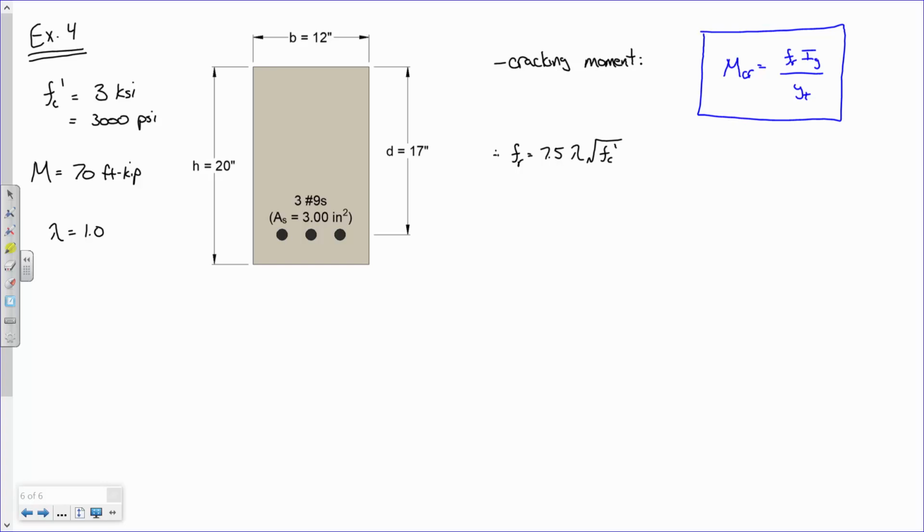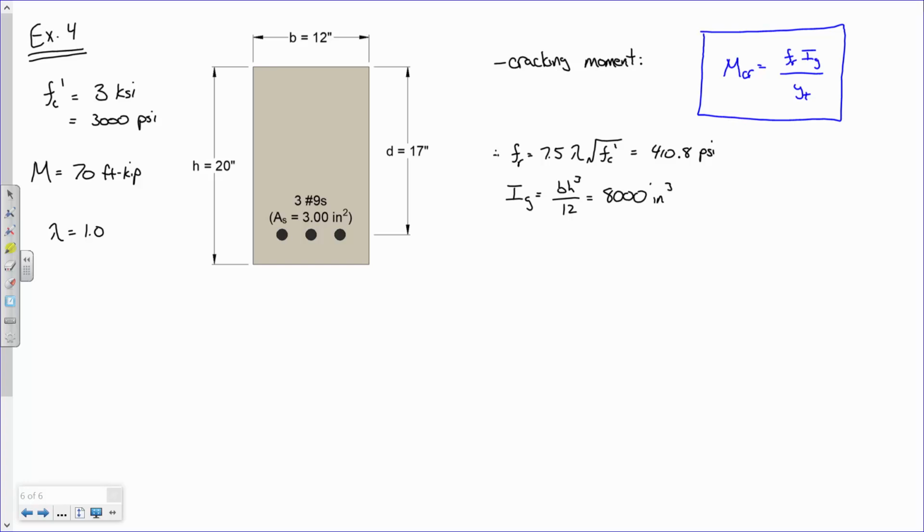Now how do you do FC, like what do I do here with FC prime? Put in PSI, you get out PSI. So if you put in 7.5 times 1 times the square root of 3,000, you end up getting about 410.8 PSI, right? Okay. The moment of inertia, this is still a rectangle because we're doing a cracking moment. We're just trying to figure out when it's going to crack. So that's just going to be BH cubed over 12, and that's going to be 8,000 cubic inches.